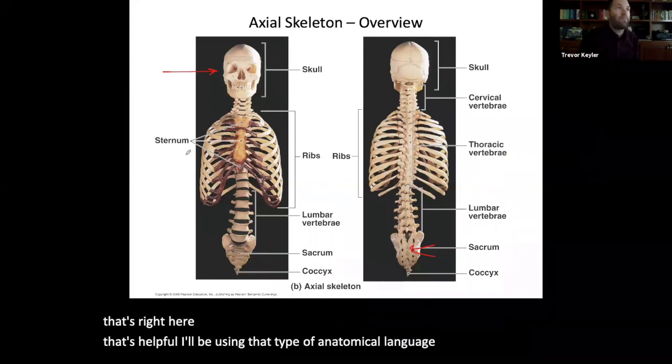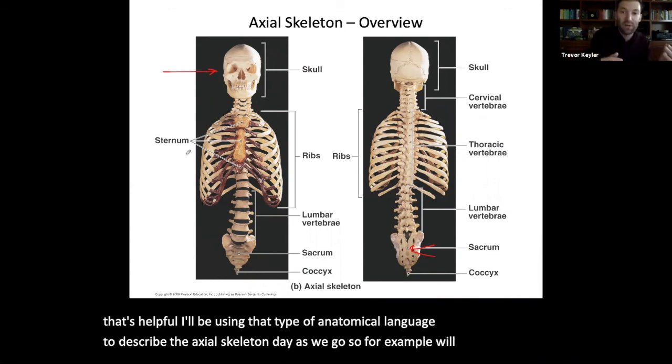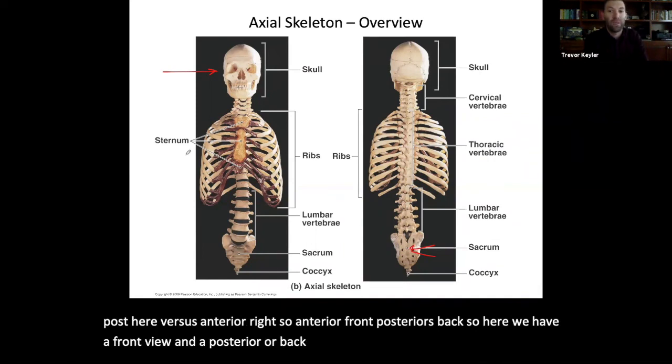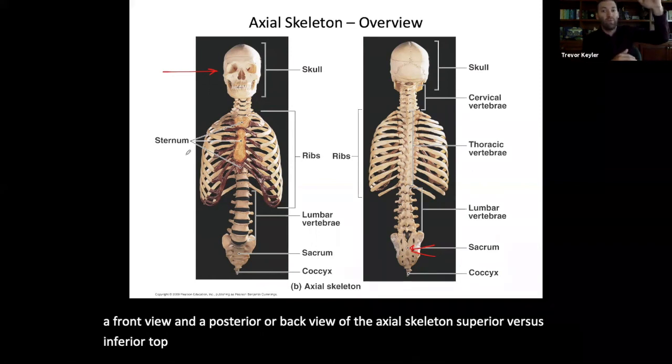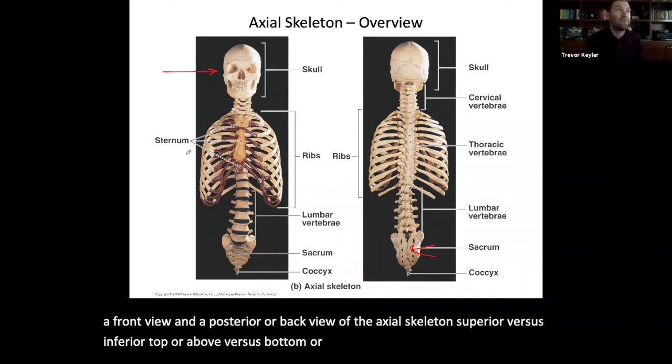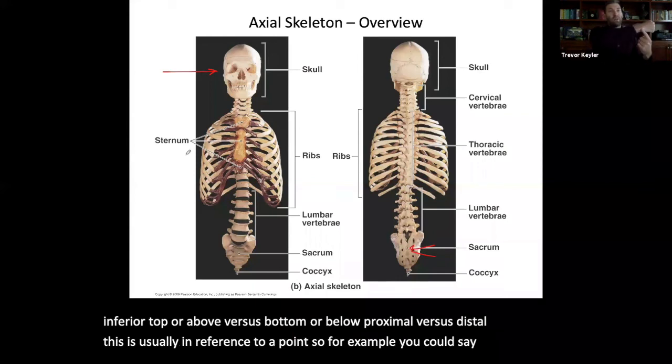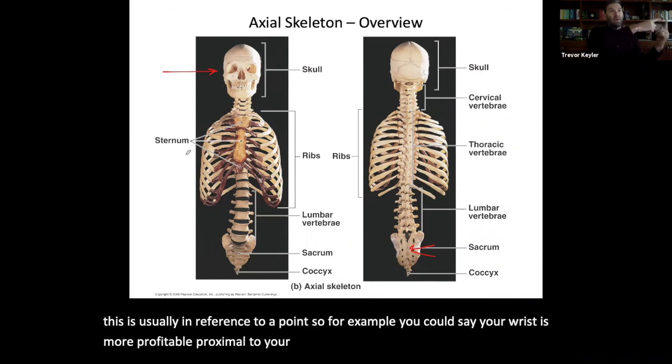So for example, we'll be using things like posterior versus anterior, right? So anterior is front, posterior is back. So here we have a front view and a posterior or back view of the axial skeleton. Superior versus inferior, so top or above versus bottom or below. Proximal versus distal. This is usually in reference to a point. So for example, you could say your wrist is more proximal to your elbow than a digit would be. That would be more distal because it's farther away from your elbow.